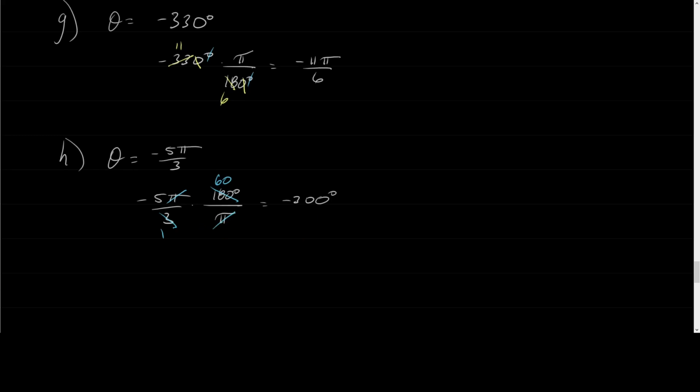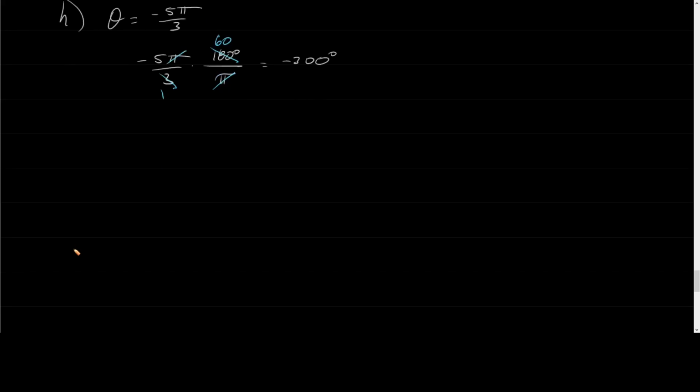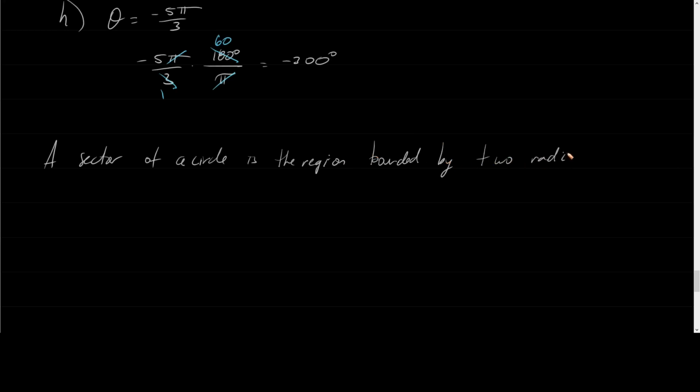Now, a sector of a circle. So definition. A sector of a circle is the region bounded by 2 radii and the intercepted arc. So 2 radii and the intercepted arc.